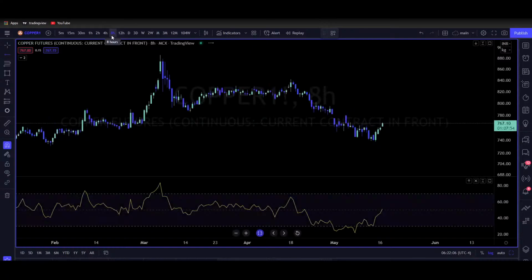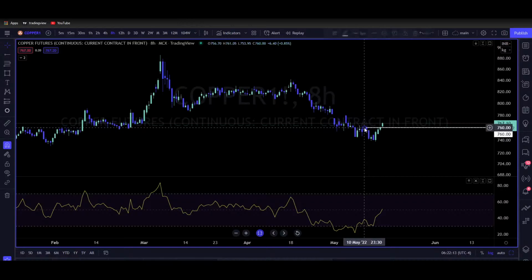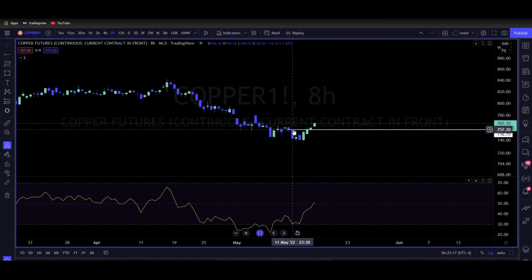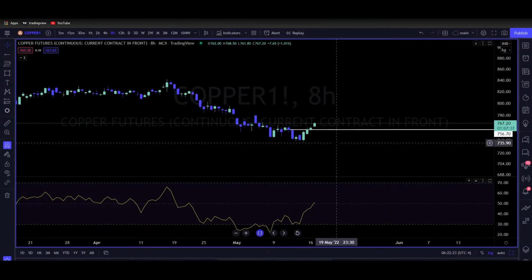Let's go into the 8 hour. Yeah, all right. So there you go. This is what I would watch. I would watch that, or even this, for instance, simply because that's your old supply zone. That would have been a good area to look for shorts. It blasted through. So look for it to come back and retest that level.